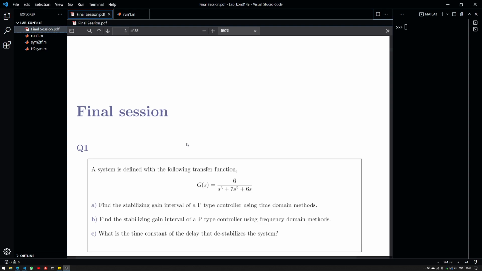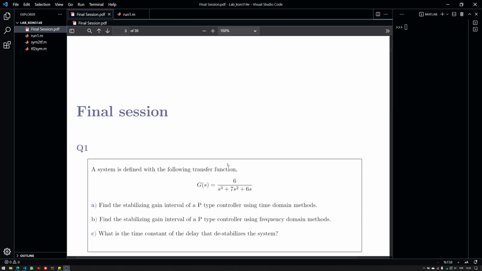for the stability interval for the P-type controller. Now this is a very basic question, but here we will see that there are many methods that you can use in order to determine the stability interval of a P-type controller. There's also the delay part here, where we can find the time constant of the delay that can be added to the transfer function given here, so that the closed loop remains stable.